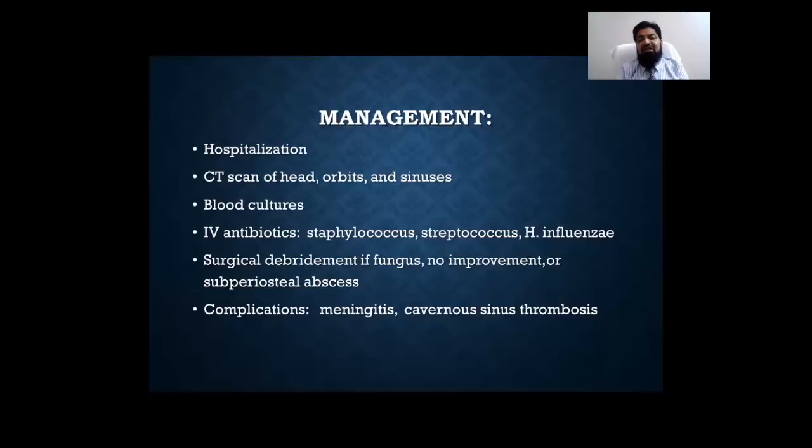And if we do not treat on time, then there is a chance of complications, and the complications can be meningitis, cavernous sinus thrombosis, and sometimes loss of vision as well.